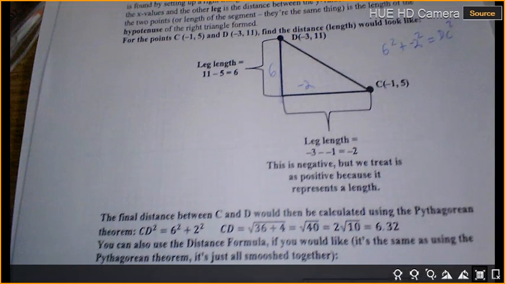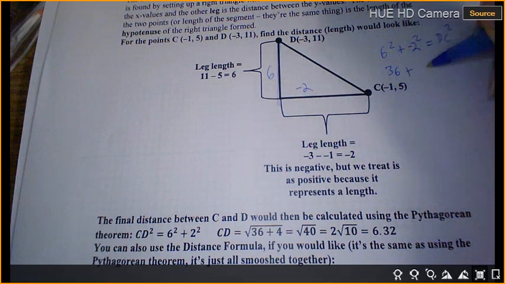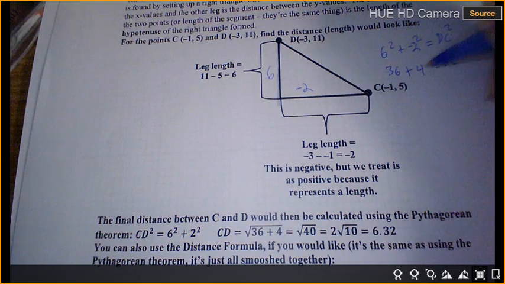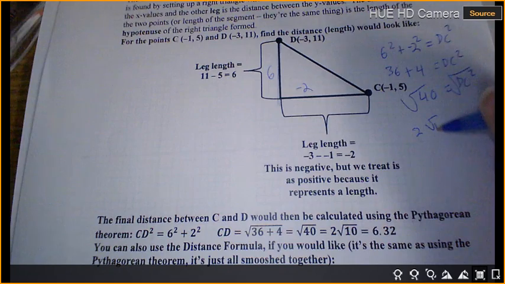Right? 6 times 6 is 36. -2 times -2 is 4. 36 plus 4 is 40 equals DC squared. And I take the square root of it. That gives me 2 square root 10, or 6.32.